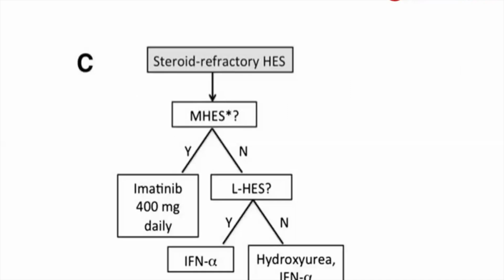If there's steroid refractory disease, then you should start imatinib 400 mg. If it is lymphocytic hypereosinophilic syndrome, then you should treat with interferon alpha. If not, then hydroxyurea and interferon alpha.